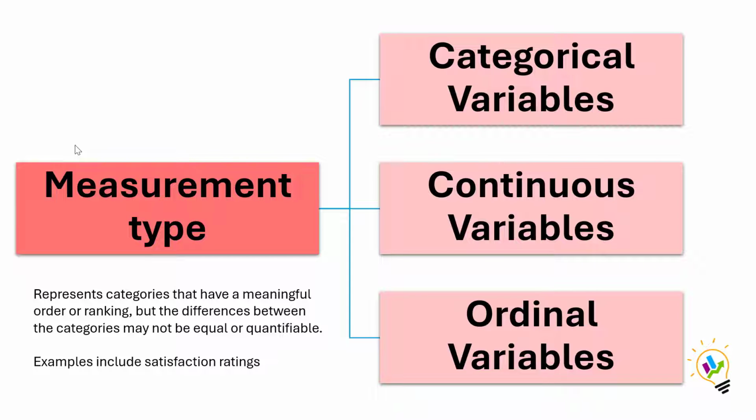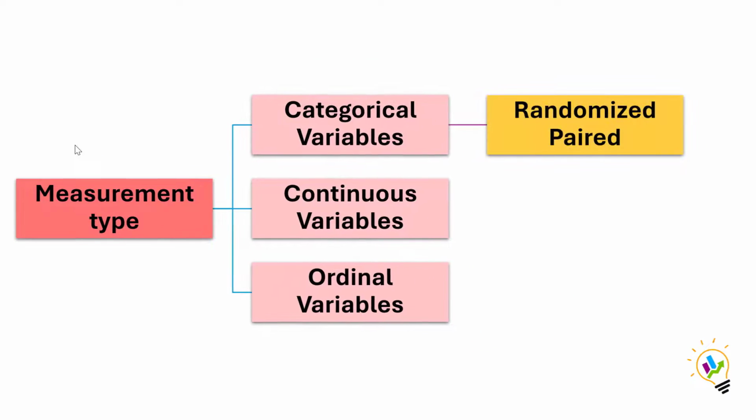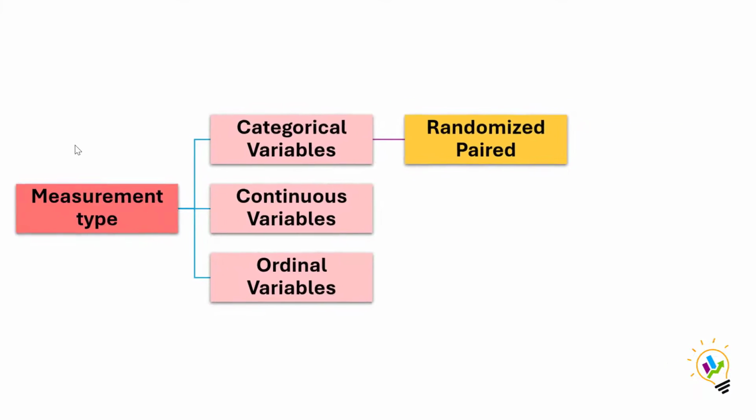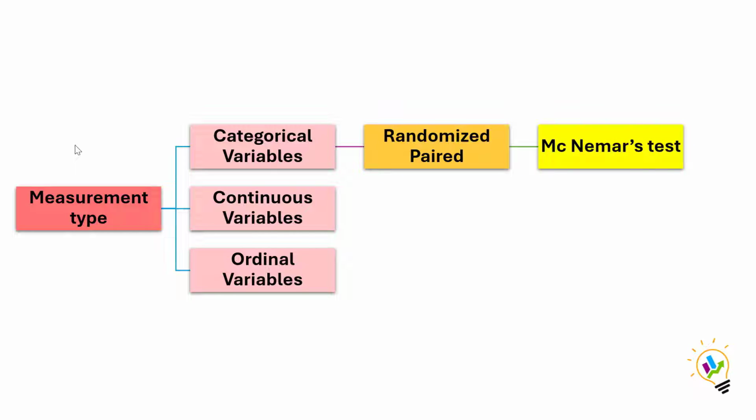Now we'll see selecting the statistical method based on these types. First we'll see categorical variables. When you have a categorical variable, you must see whether it is paired or not. What is the meaning of paired? Like before and after: we want to analyze before and after. This is called a paired design. When you have paired data, then you must use the McNemar test.